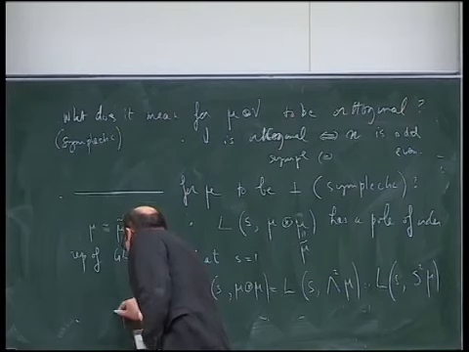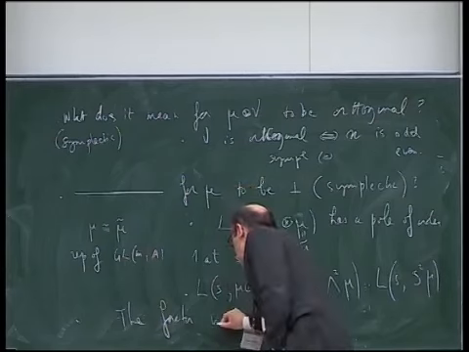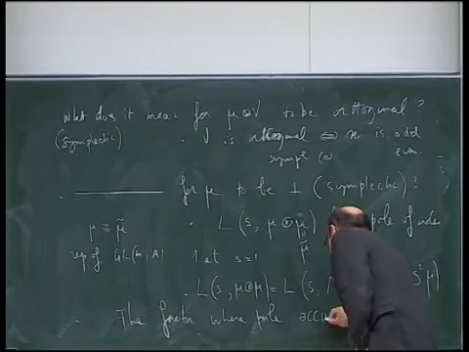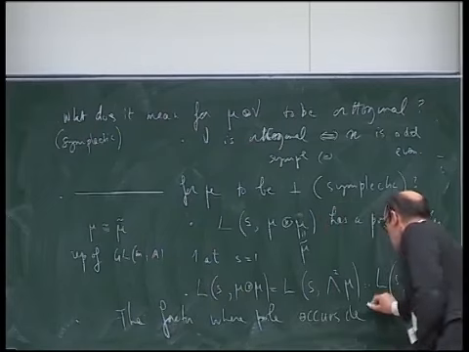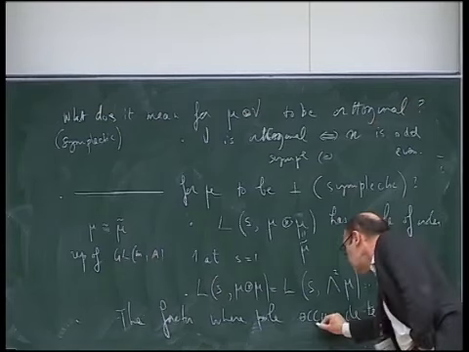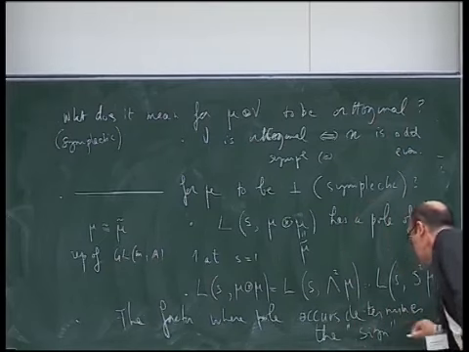So the factor where the pole occurs determines the sign or the parity of mu.